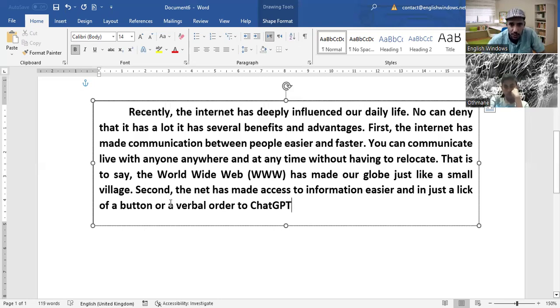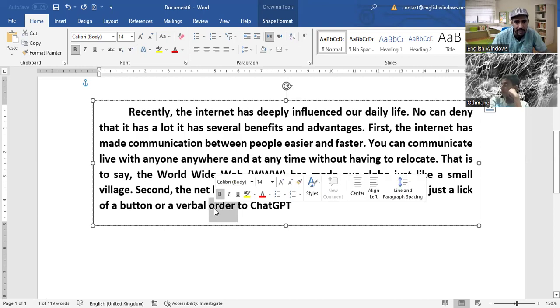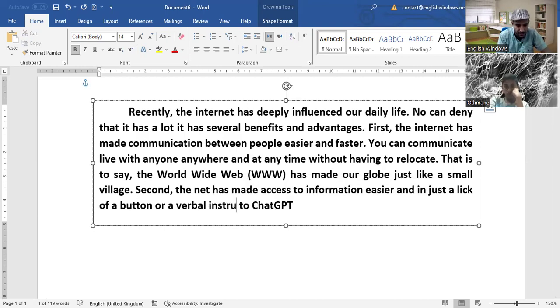GPT, right? Or is it the way we write ChatGPT this way? Yeah, voilà, c'est correct, right. In just a click of a button or a verbal order, a verbal instruction, one direction in language that you give to ChatGPT, right? To ChatGPT, right? Okay, very nice. Okay, thanks.